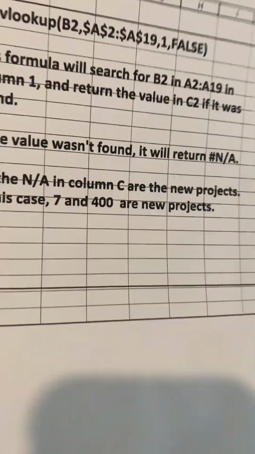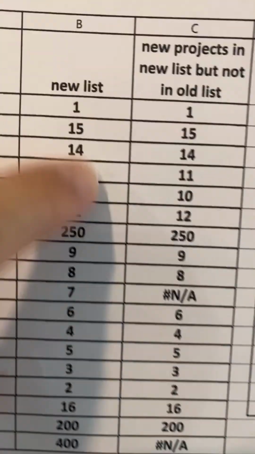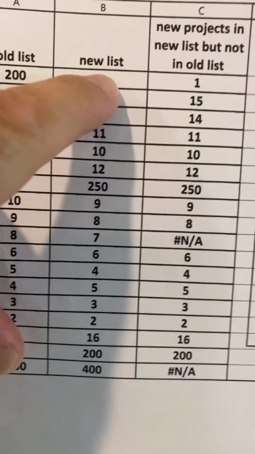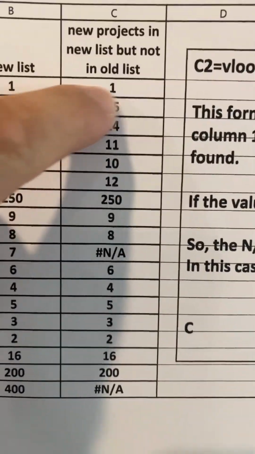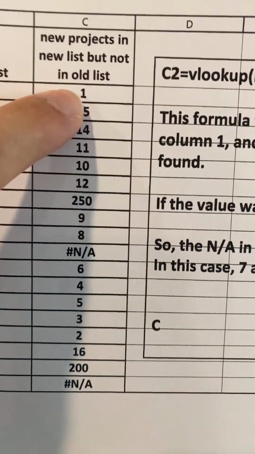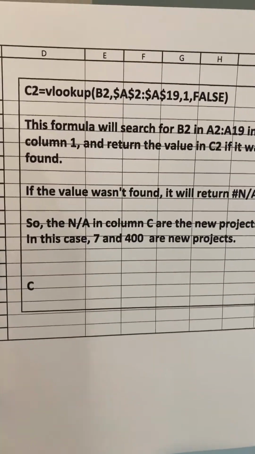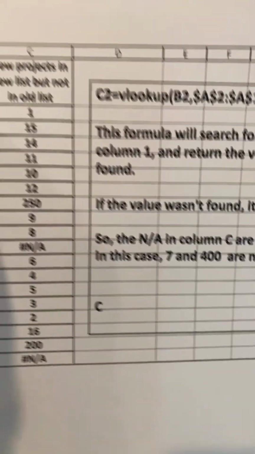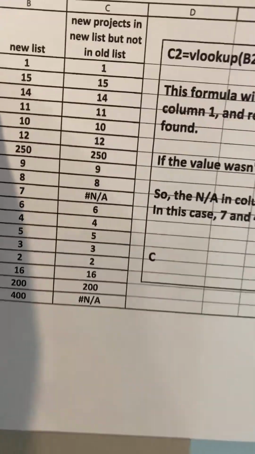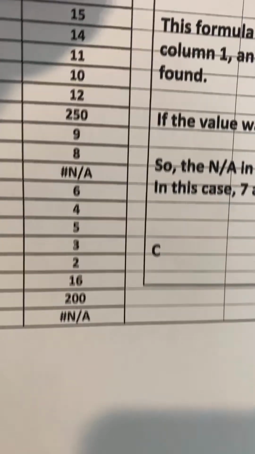So what does this do? So this is the new list, right? This new list here. And this is the VLOOKUP here in this cell. What this formula does is it looks at each value of the new list, and it compares it to the other list, to the old list. And if it finds it, it will list it here, in the VLOOKUP example.